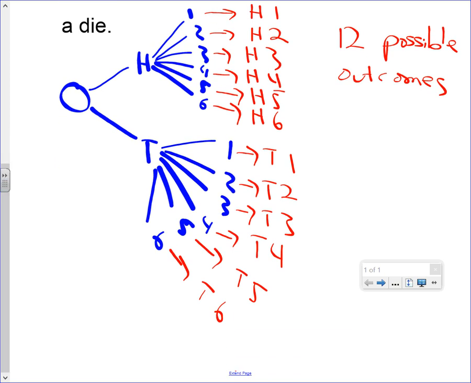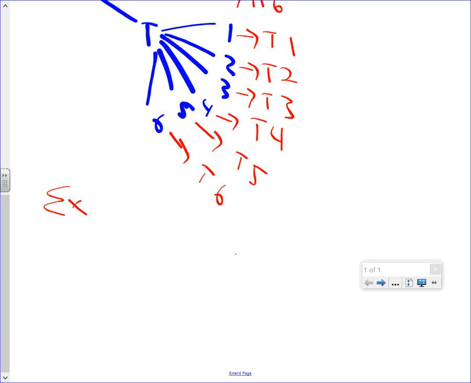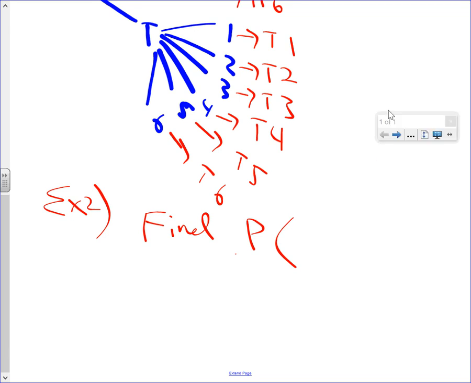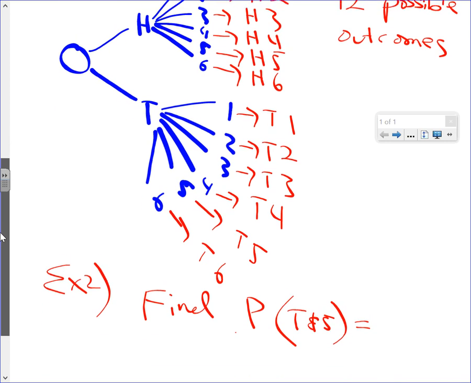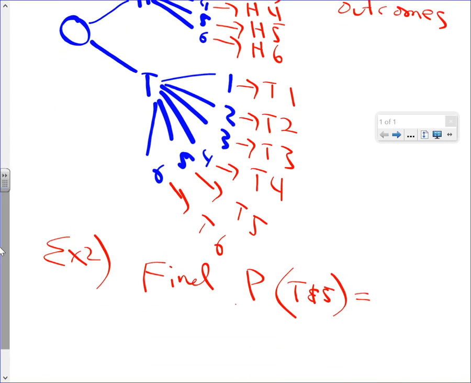So example 2 underneath that on the back of your paper. Find the probability of rolling a tails and then getting a 5. Notice how I put capital P, that means a probability, and then in parentheses I describe what we're looking for in the event. That's how you write probabilities.